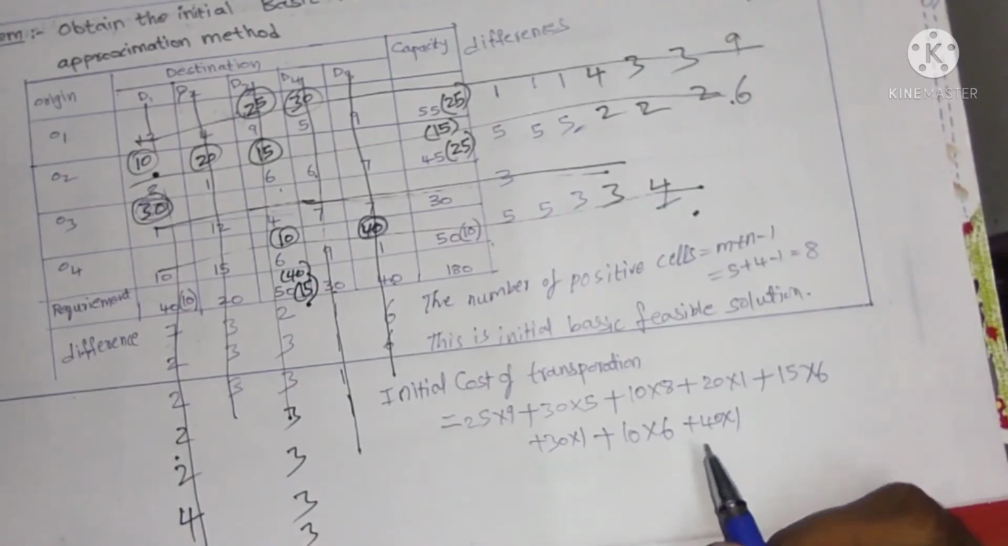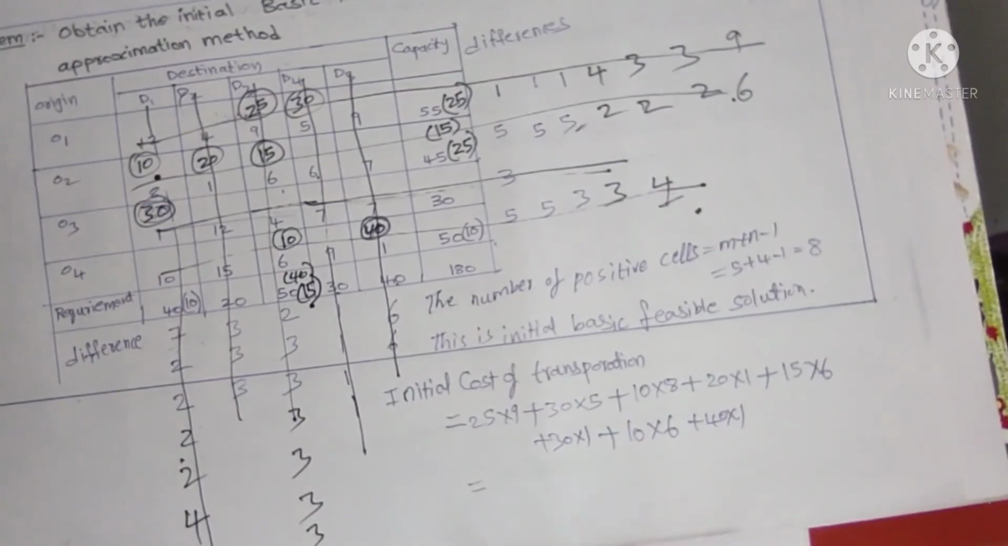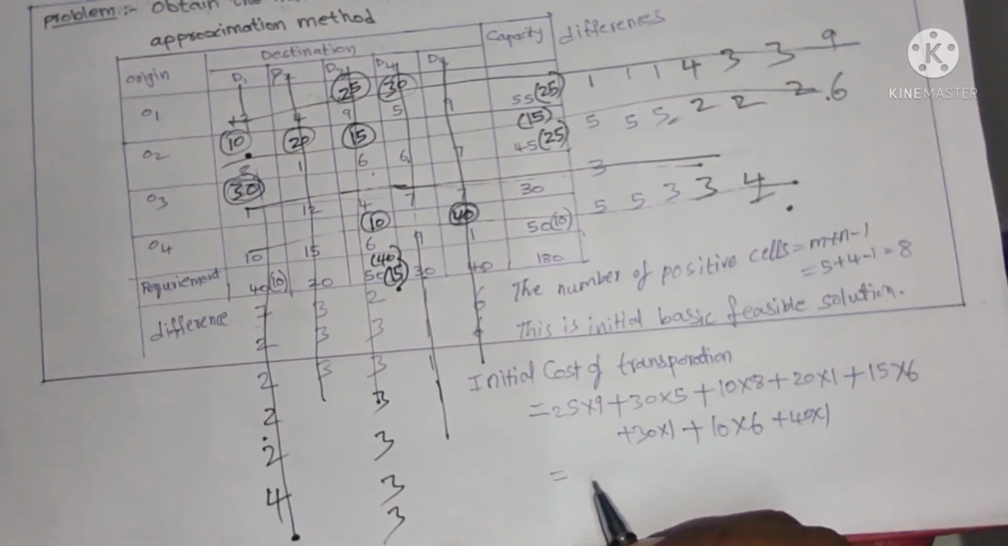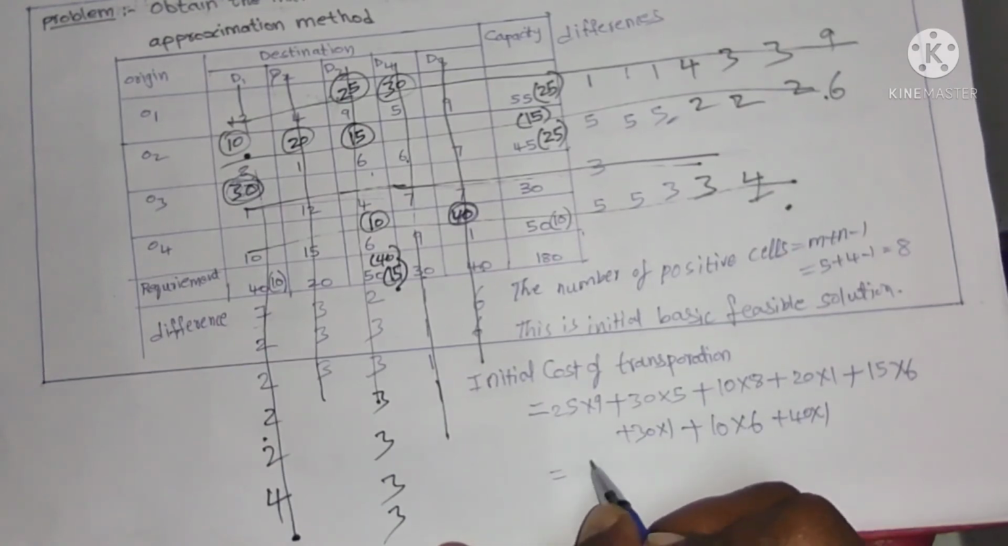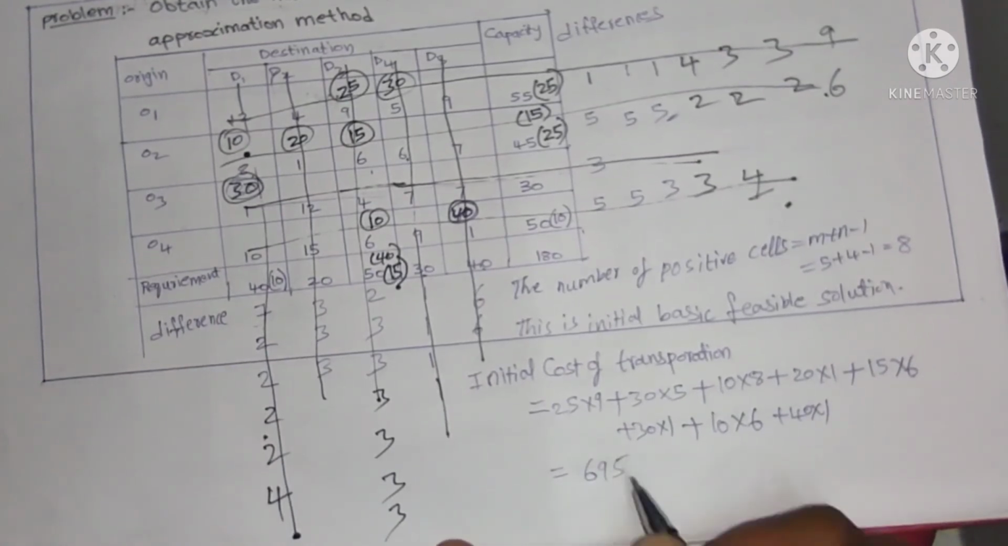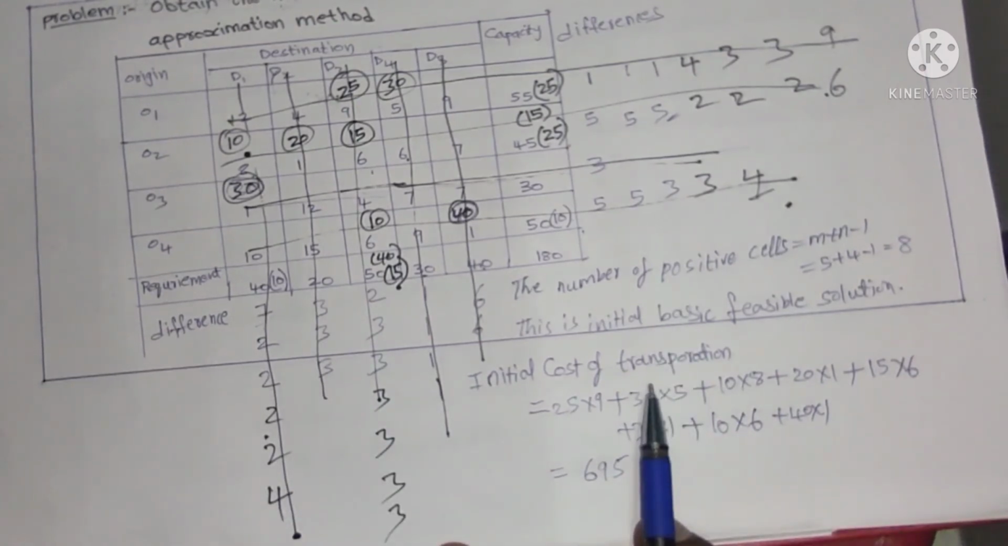Now this is the initial cost of transportation. We have to get this value now. Okay, what is the initial cost of transportation for this? 695 rupees. Okay, so for this problem the initial cost of transportation is 695 rupees by using Vogel's approximation method.